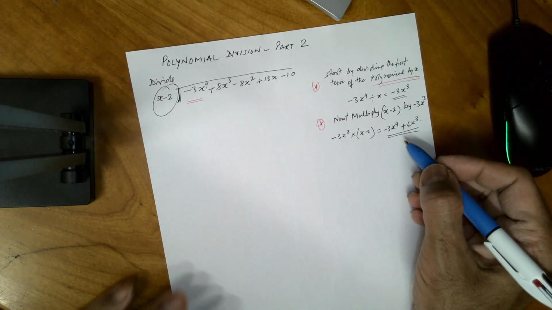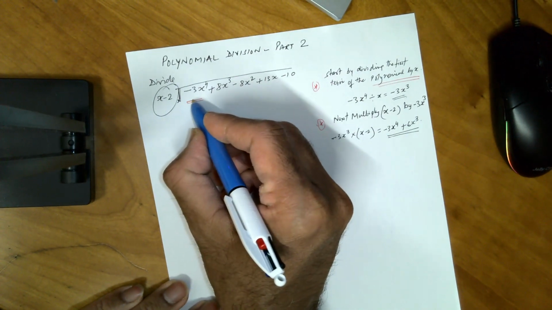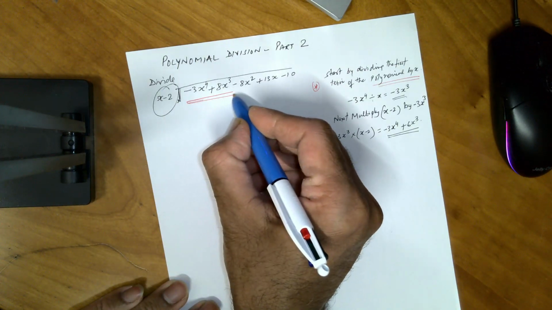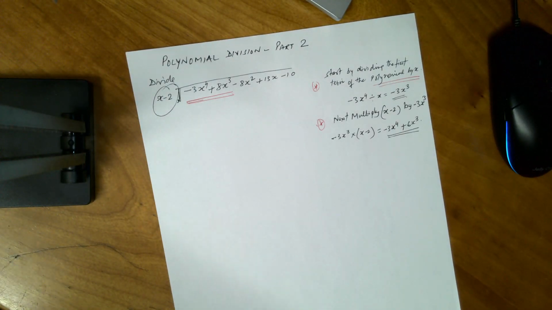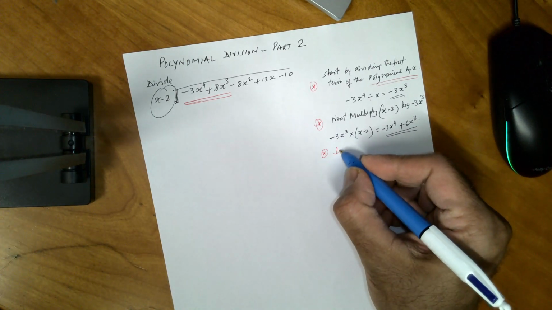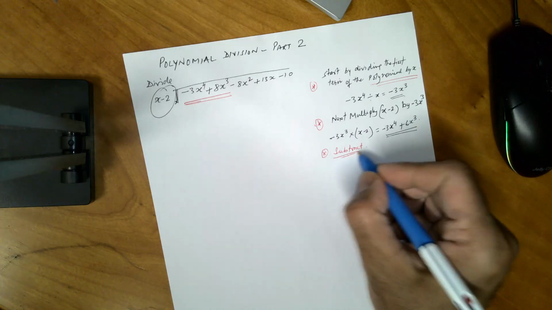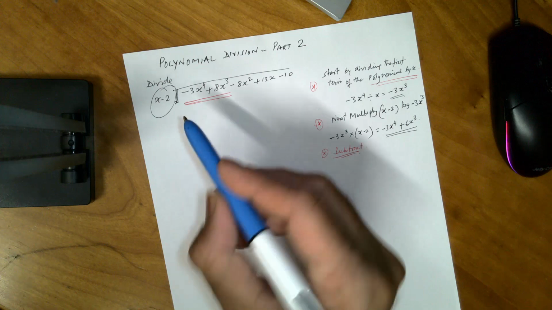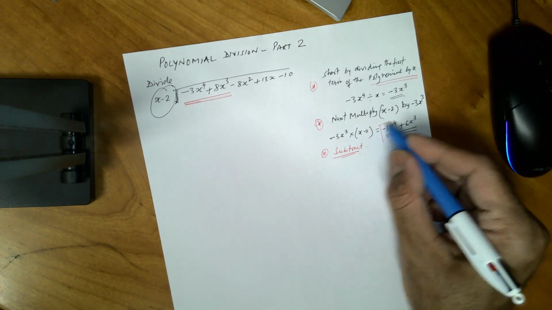What you can do with this, you can take minus 3x to the power 4 plus 8x cubed first. And now we can subtract. So the next step is subtraction. Now we subtract with what we have here, minus x to the power 4.